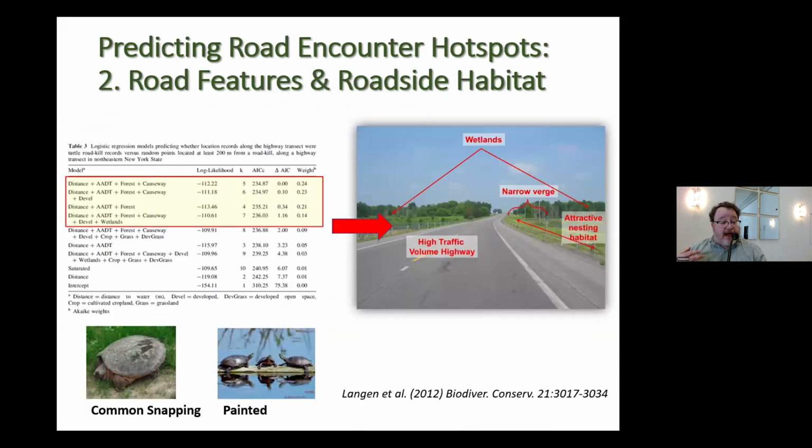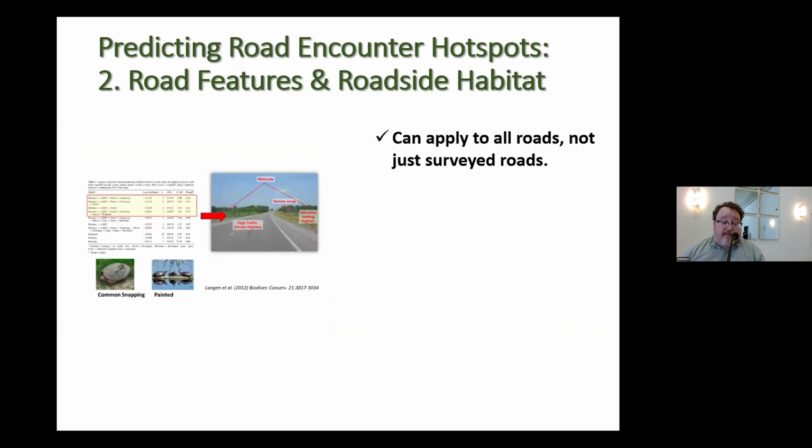Now, we can look at associated road features or habitat and road features to try to predict where road encounters occur if we know what those might be. So we might have data that allows us to predict, for example, that places with high traffic volumes and wetlands in proximity might be indicators of places where turtles might cross roads, particularly if we have a lot of data. We can use a model that we developed to apply to all roads, not just surveyed roads.